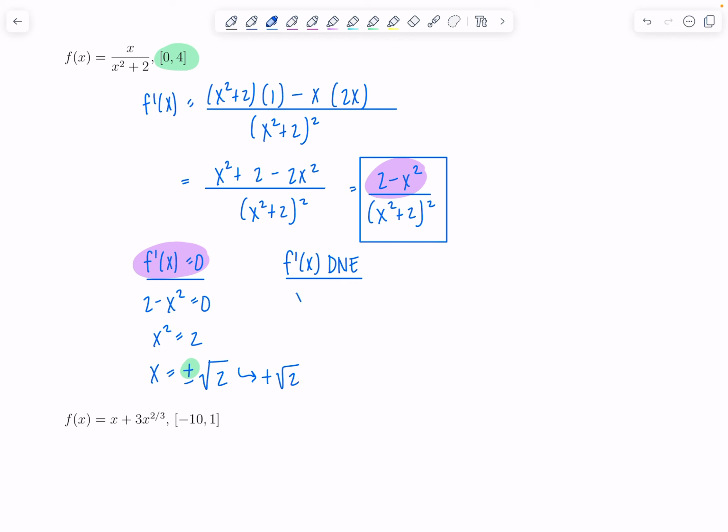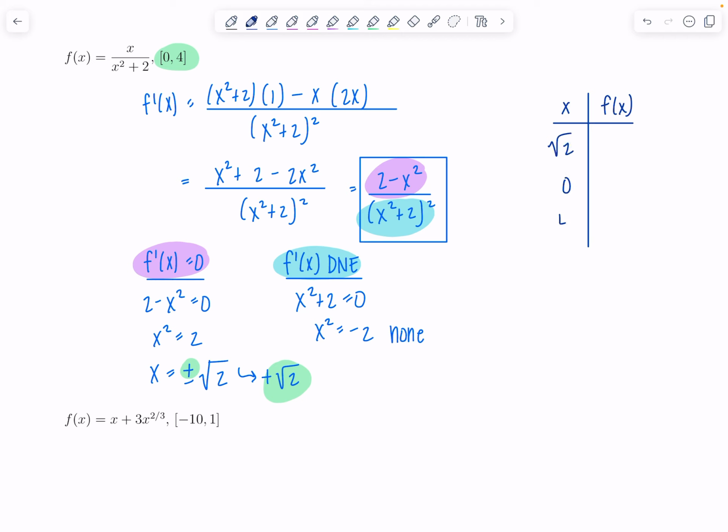And then the derivative doesn't exist when the denominator is 0. So that would happen if x squared plus 2 is 0, which happens when x squared is -2, but that's not possible. That doesn't have any real solutions. So no critical values from there. So here's my one and only critical value I'm going to put on the table. And then what else goes on the table? Do you remember? Yes, the endpoints of the interval. So 0 and 4. So we've just got 3 numbers. Rad 2, 0, 4.